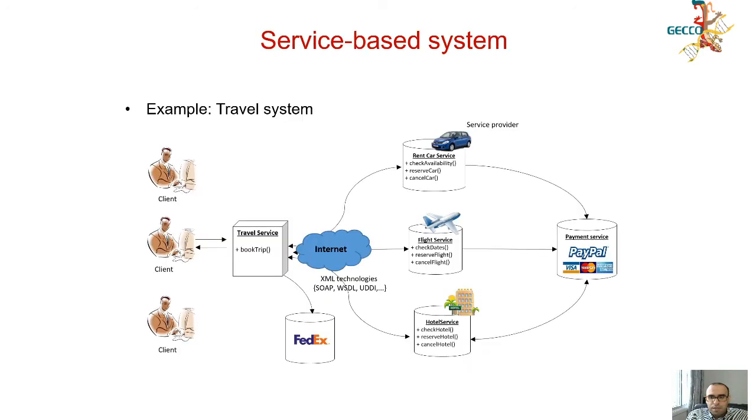For example, we can build a system using coarse-grained components or services that can be used by many applications running on different platforms. For example, to build a travel system, we can reuse multiple services that are provided by third-party providers, such as flight service, hotel service, payment service, and car rental service.